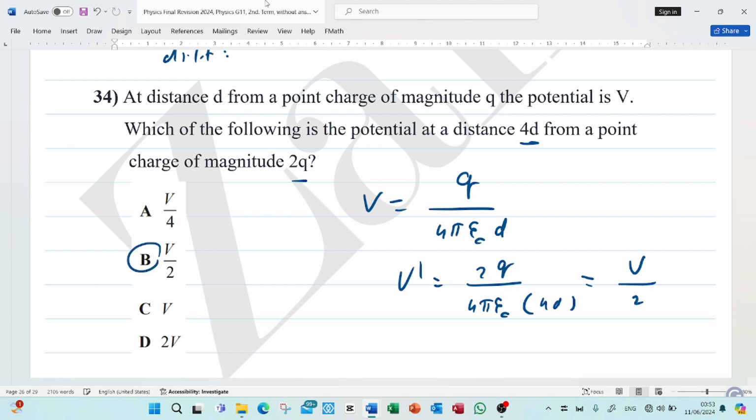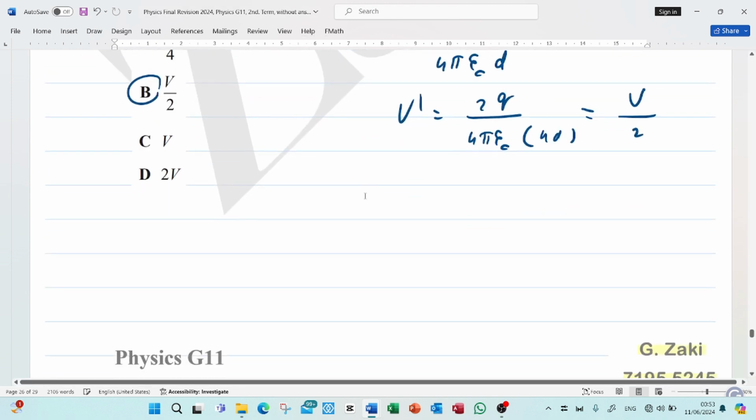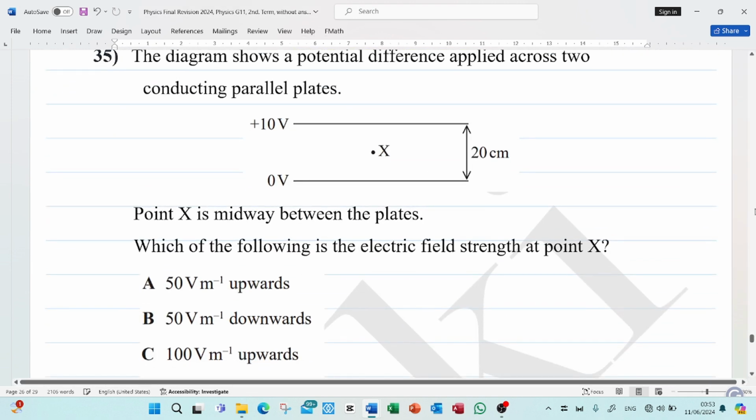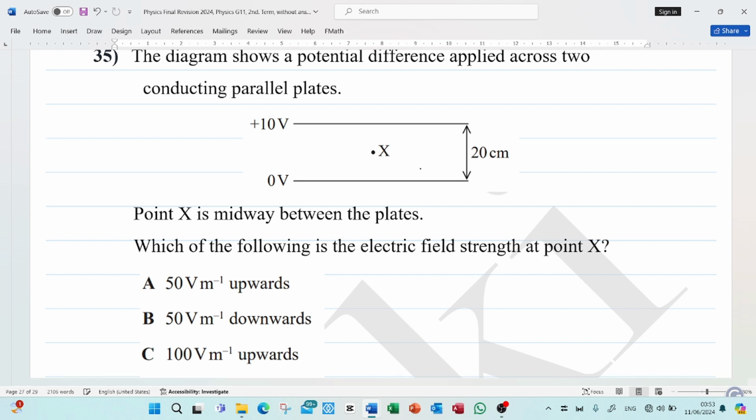Now, next question. A point X is midway. Which of the following is the electric field strength at the point? Of course, the direction is from higher to lower potential. Positive 10 is bigger than 0, so this is the direction of the field, downwards. The value of the electric field is V over D. V is 10 over D, 0.2 because it's centimeter. Then the answer is 50 volt per meter downwards. Then the correct answer is B.